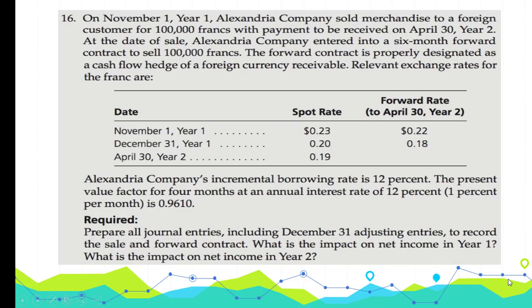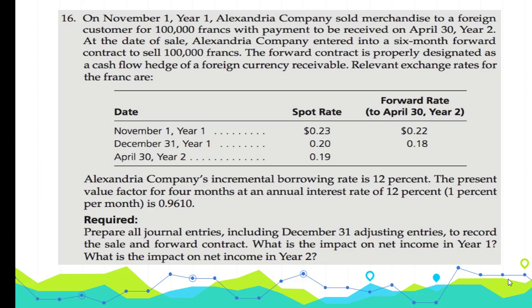Hello everyone. In this video, I will demonstrate the accounting for a forward contract cash flow hedge of a foreign currency transaction. In this example, Alexandria Company on November 1 of year 1 sells merchandise to a foreign customer for 100,000 francs with payment to be received 6 months later on April 30, year 2.